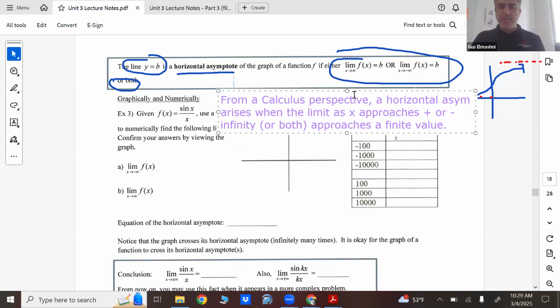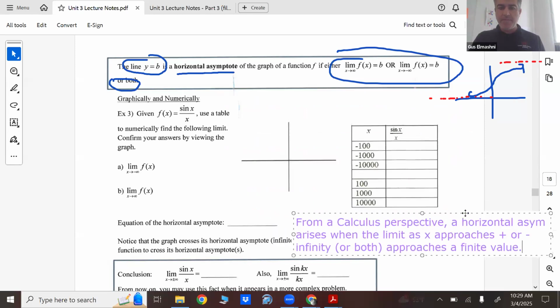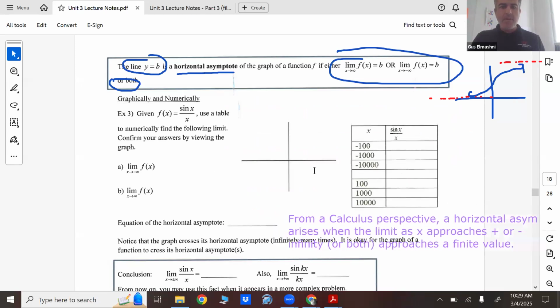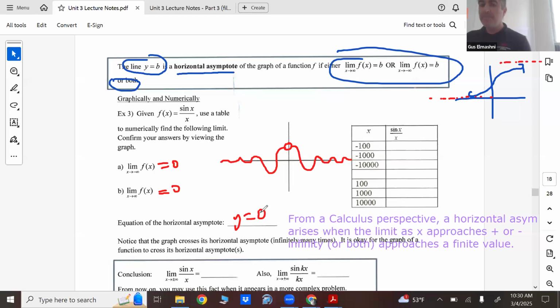So let me push this off to the side here. Okay, so let's look at sine x over x. If you were to graph that, I think there's a hole here, I believe. It's going to look like this, kind of like a snake. We'll use a table to work this out in just a moment. But I'm going to tell you right now, in both cases, the answer is going to be 0. So it actually does have a horizontal asymptote. Believe it or not, it does.